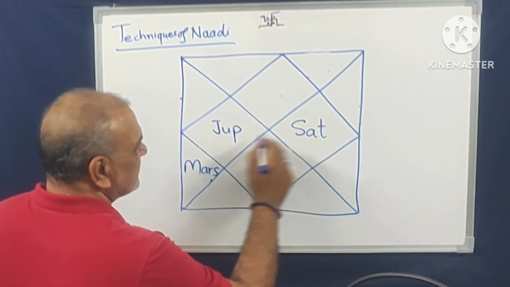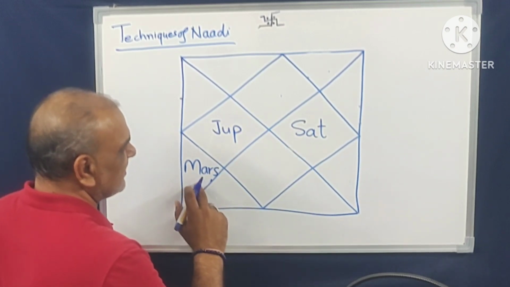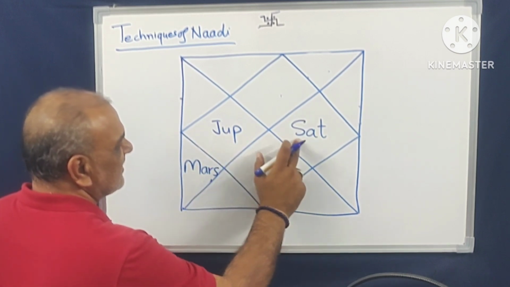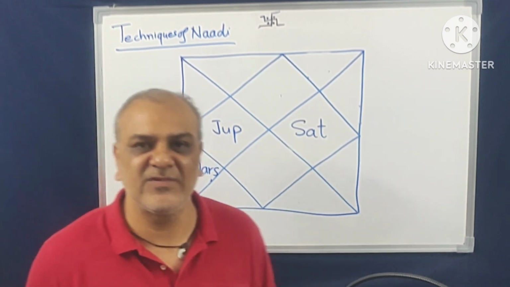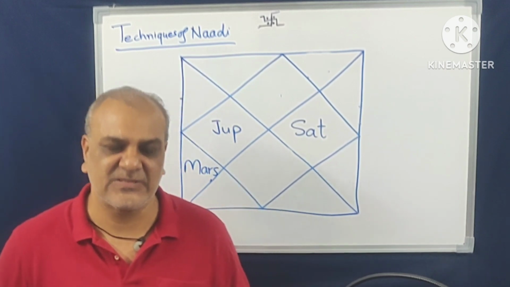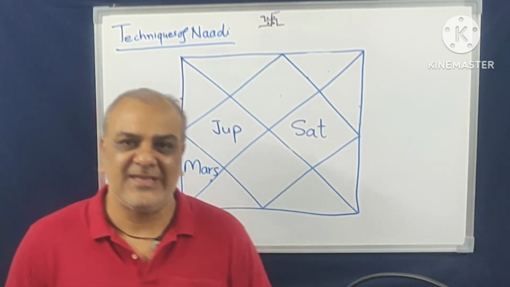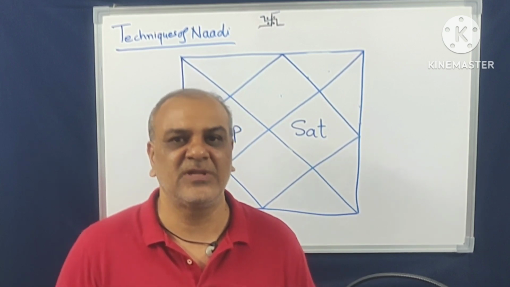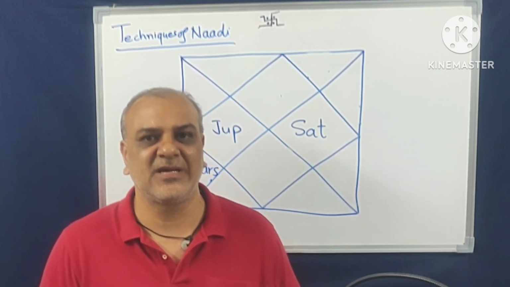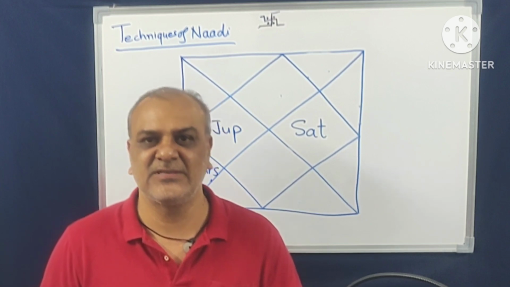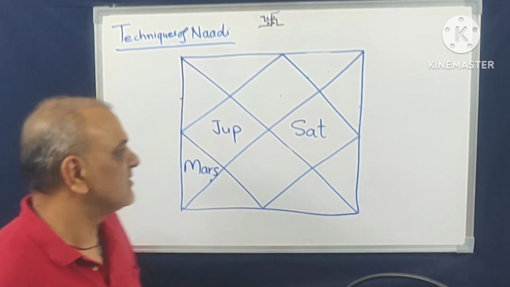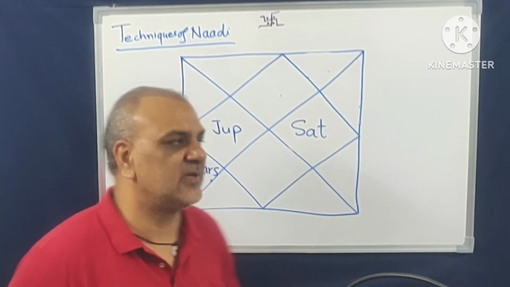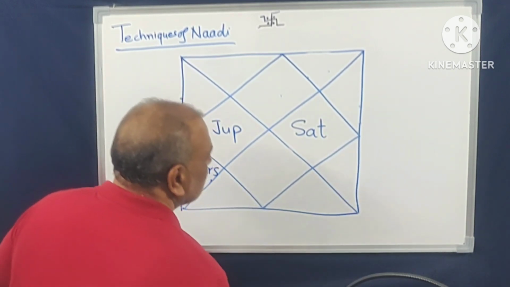If you find this combination, Mars is not here, just forget Mars for the time being. When Jupiter has Saturn in the 7th house and they both are aspecting each other, then it gives a very respectable profession to the native, because Jupiter in the Nadi is called respect, Saturn is profession. So the person will have a very respectable post.